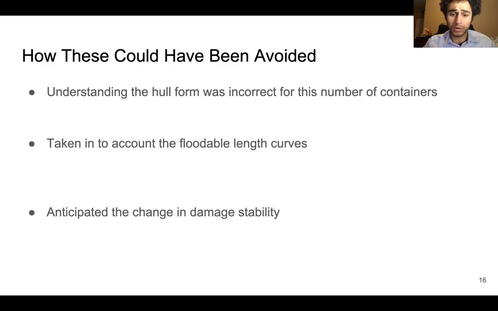And then I could have anticipated the change in damage stability more, because when I did my project, the intact stability worked out, but it was a little bit low. I think I misinterpreted how low it was going to be when I did damage stability. And that ended up making me pretty much fail in damage stability when considering the criteria of the regulatory bodies that we were trying to be under.